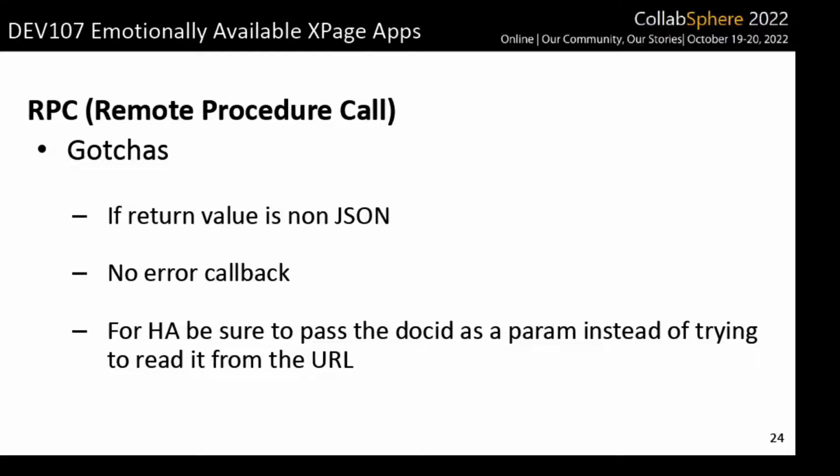Also, there's no specific error callback on the RPC control. You have to do the error handling yourself in your code. And finally, as we just saw in the last part of the demo, where we were saving a value back to the server, we had to pass the doc ID. So you can't rely on interrogating the URL for the doc ID on the server side. You have to get it on the client side and send that back as part of your request in the event that your request is bounced over to another server.